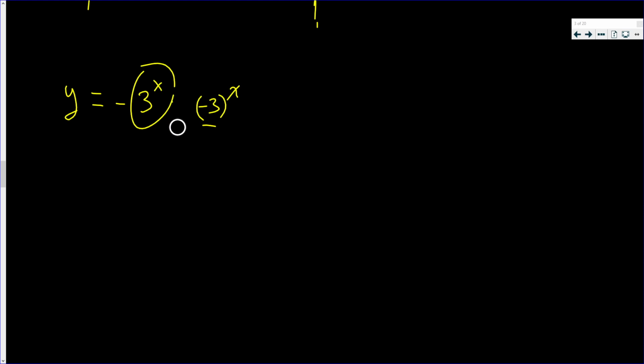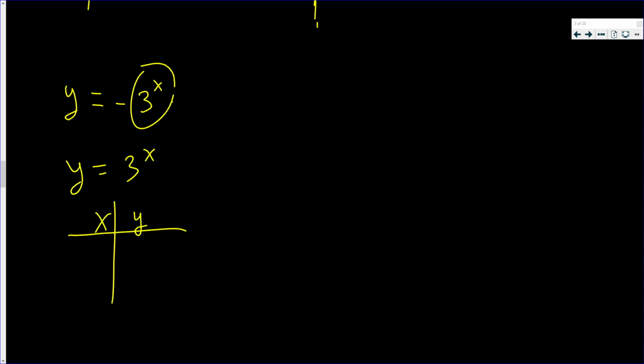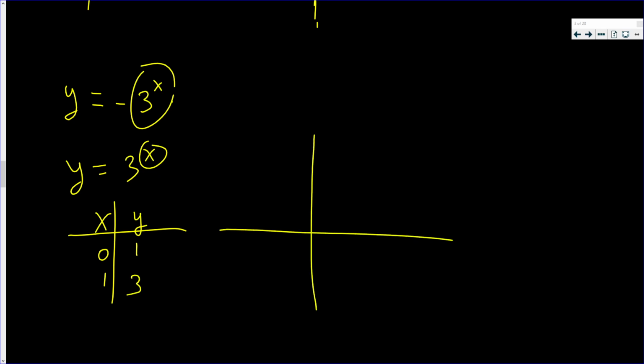Okay, so it's not that. Let's get that out of the way. Well, if we were to graph just 3 to the x, I let the power be 0 and 1. That means I let x be 0 and 1. 3 to the 0 is 1, and 3 to the 1 is 3. That graph will go like this: 0, 1, 1, 3. That graph would go like that.